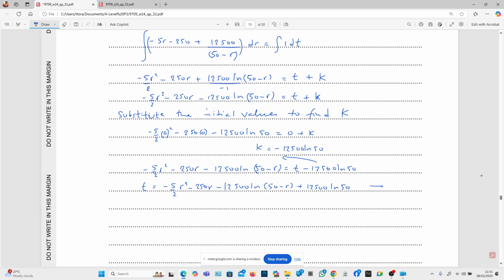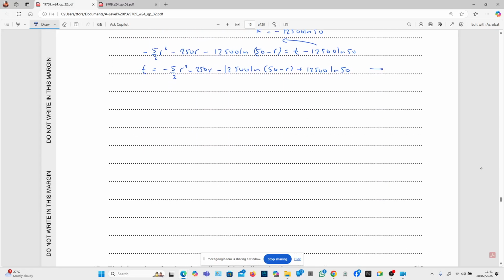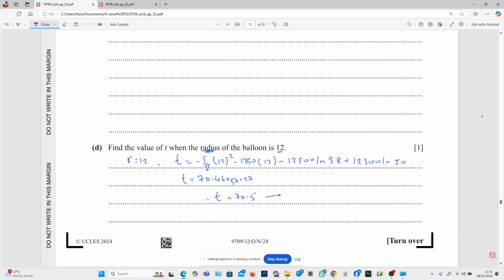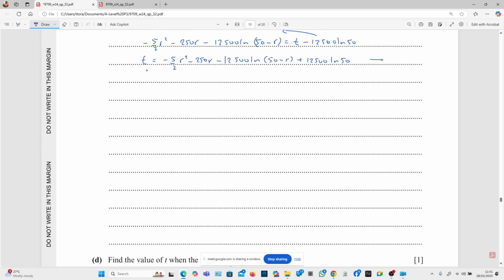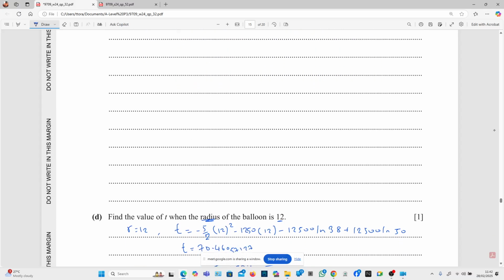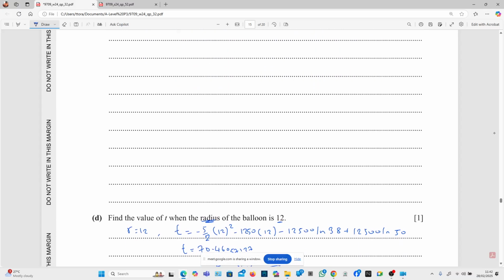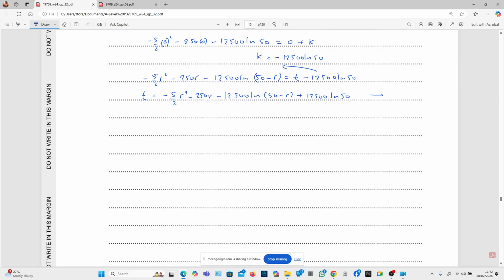The last part, I did it on the screen here, and we are being told to find the value of t when the radius of the balloon is 12. Now the radius is 12. I'm taking the equation again. So this is the equation, t is equal to minus 5 over 2 r squared minus 250r and so on. We can take that equation and replace r with 12, because the radius is 12. So everywhere where we have r, I'm going to replace r by 12.